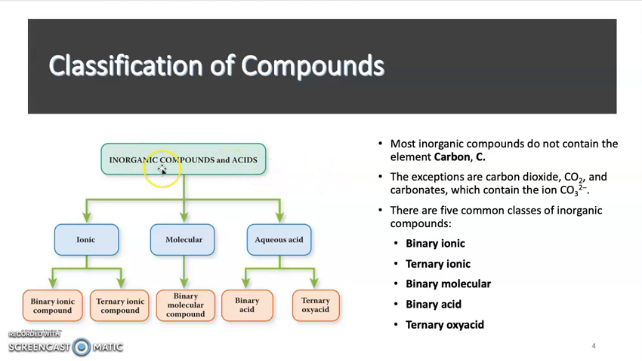Within this category, there are three types of compounds: ionic compounds, molecular compounds, and aqueous acids. Within the ionic category, there are two types of ionic compound: the binary ionic compound and the ternary ionic compound. For the molecular compound, there is one type, the binary molecular compound. In the category of aqueous acid, there is a binary acid and a ternary oxyacid. What are the differences among these compounds?